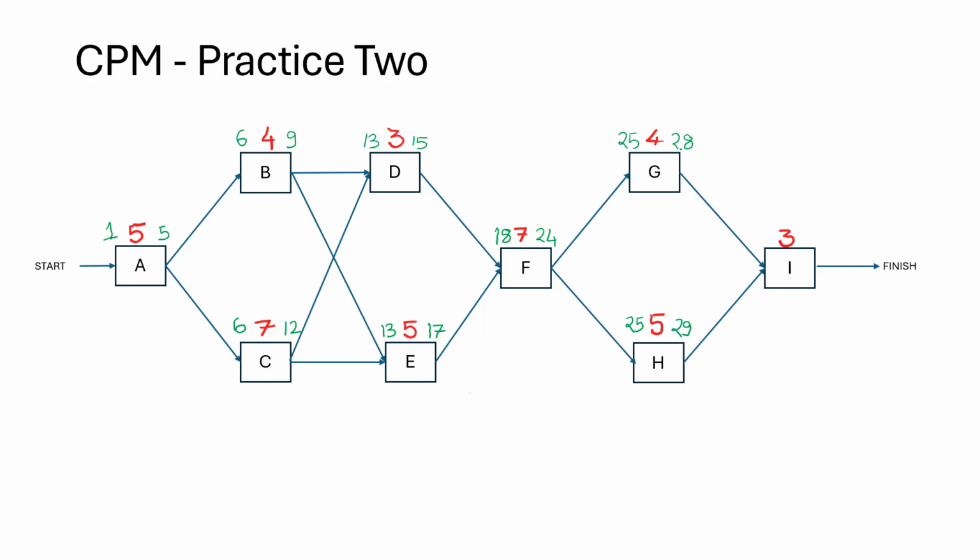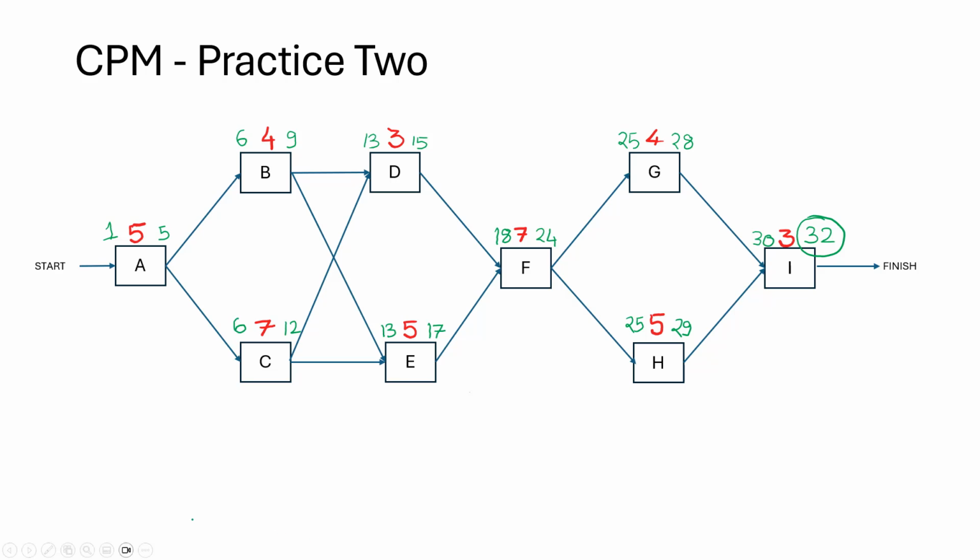I is dependent on 28 and 29. The bigger is 29, so increment 29. So this is 30. 30 plus 3 is 33, minus 1 is 32. And this is the total duration of the entire project. So I'm just going to circle it in. This is our total duration of the project, of the schedule. And we are done with the forward pass.